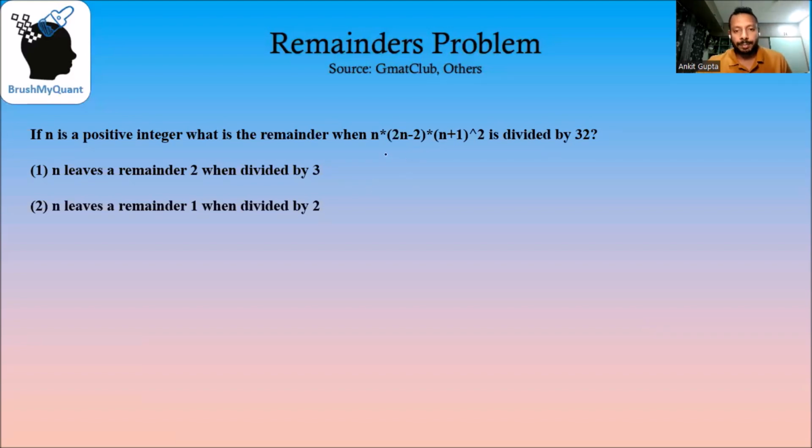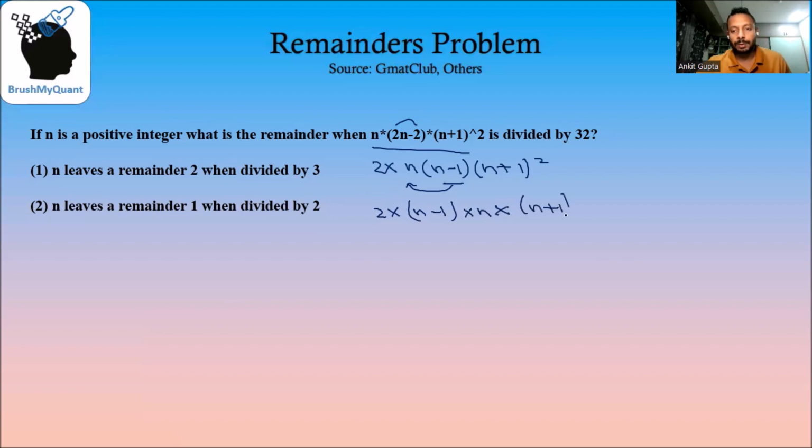So if we go ahead and simplify this expression, we can rewrite this by taking 2 common as 2 multiplied by n into (n minus 1) into (n plus 1) whole square. We can bring n minus 1 over here to have it as 2 multiplied by (n minus 1) multiplied by n multiplied by (n plus 1) whole square. And we need to find whether it is divisible by 32 or not.